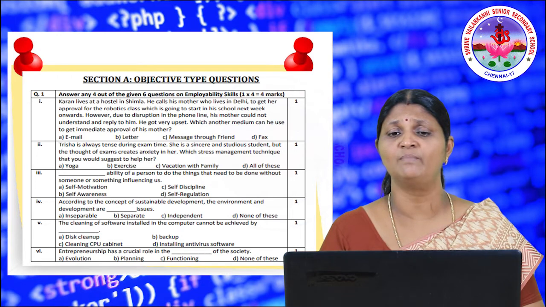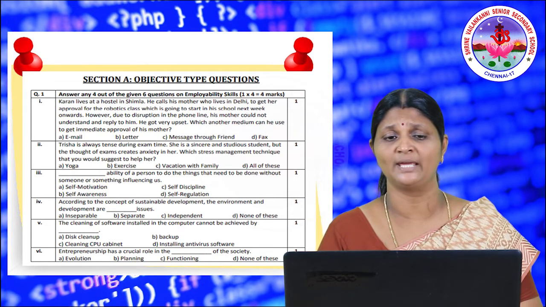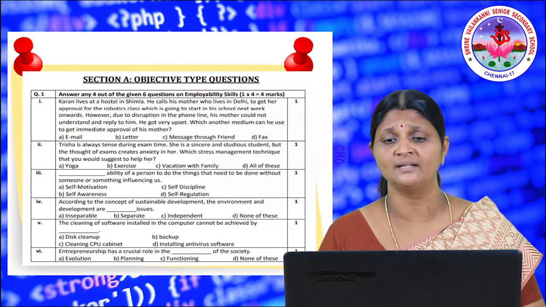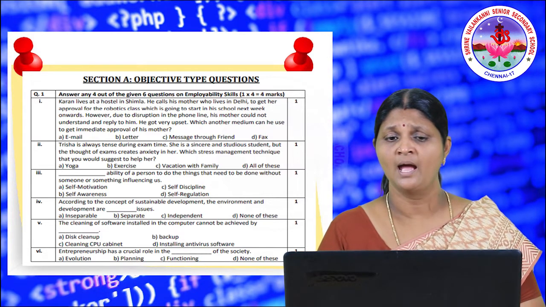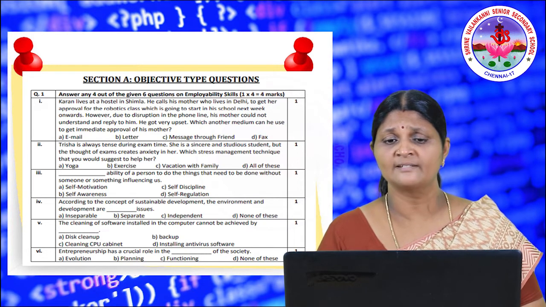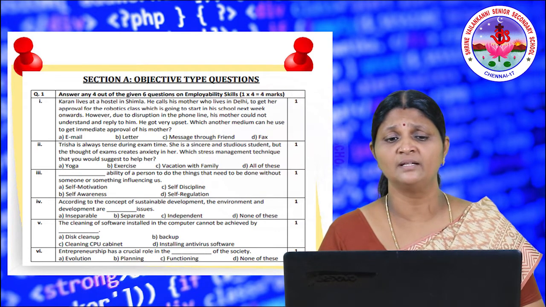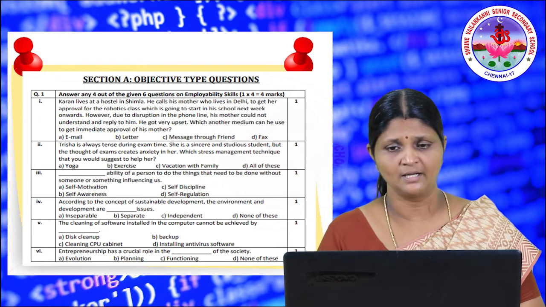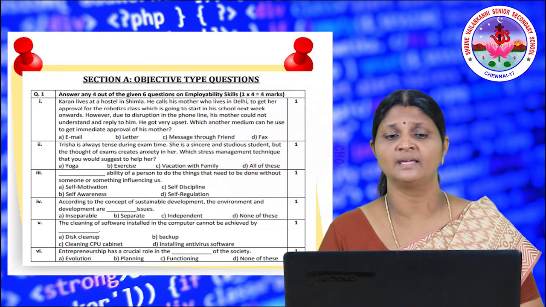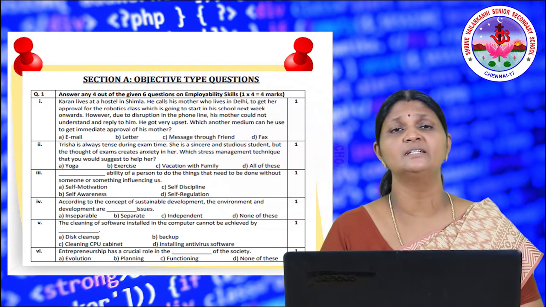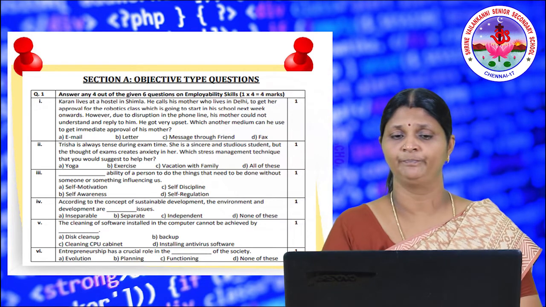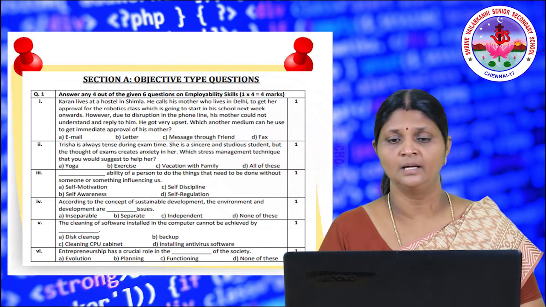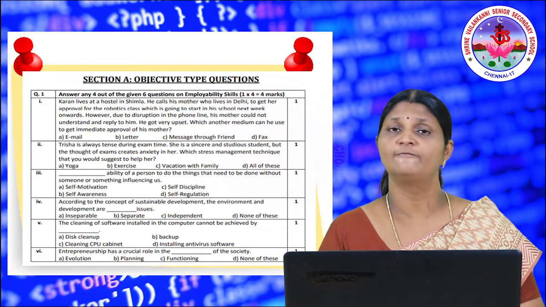He calls his mother who lives in Delhi to get her approval for the robotics class, which is going to start in his school next week onwards. However, due to disruption in the phone line, his mother could not understand and reply to him. He got very upset. Which another medium can be used to get immediate approval of his mother? We have the options here: email, letter, message through friend, fax.